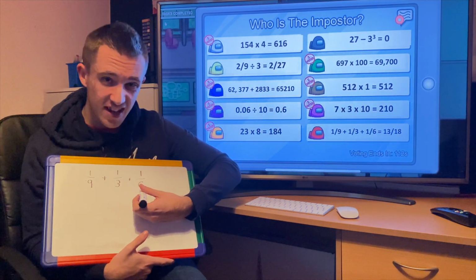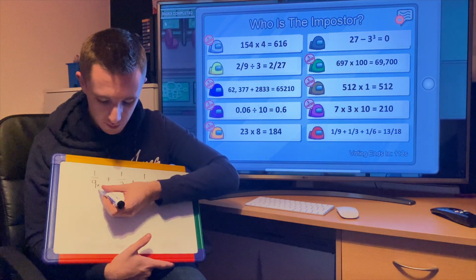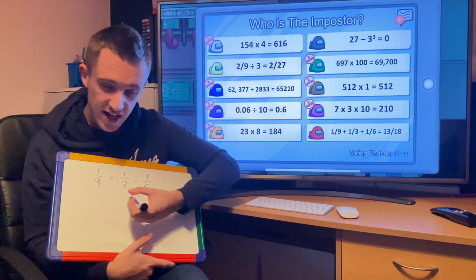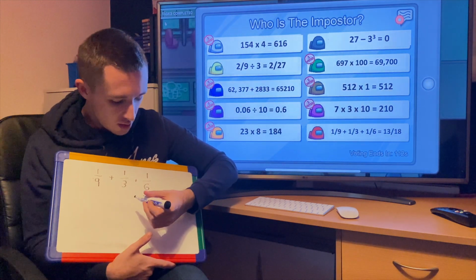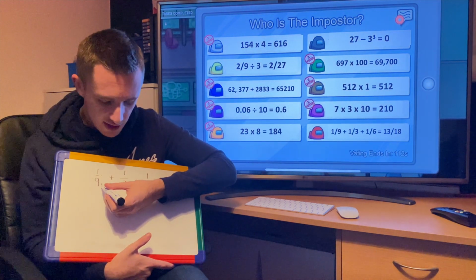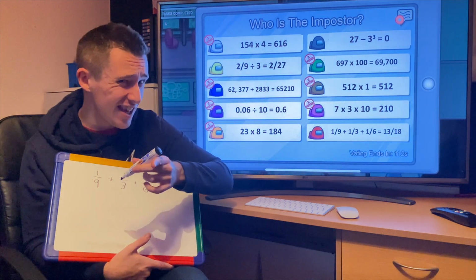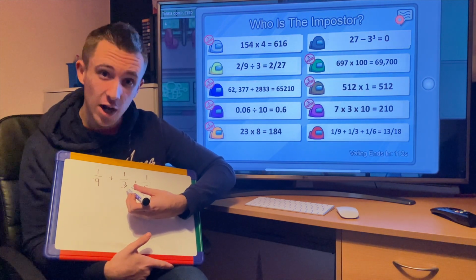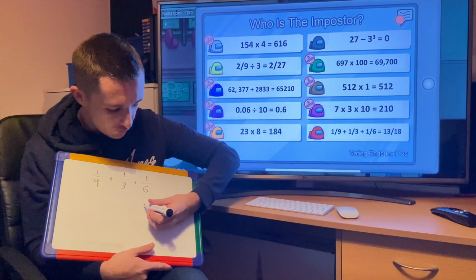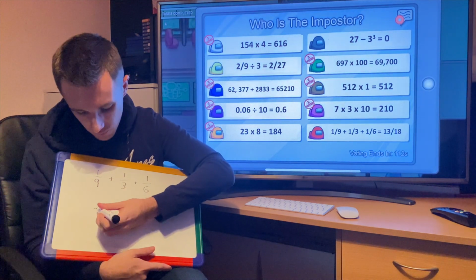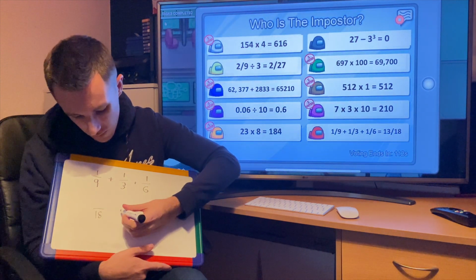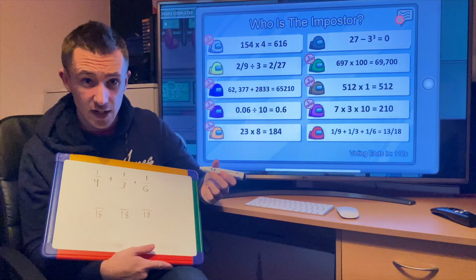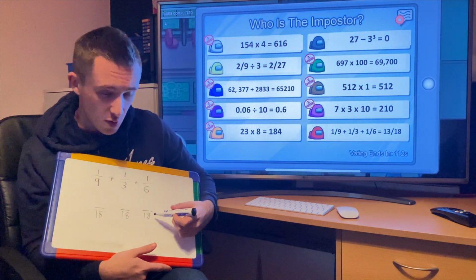Well, 3 does go into 6, but we can't put 9 into 6. 3 goes into 9, but 6 doesn't. Now I know that 9 times 2 is 18. 6 goes into 18. 3 goes into 18. So we can make all of them with a denominator of 18.